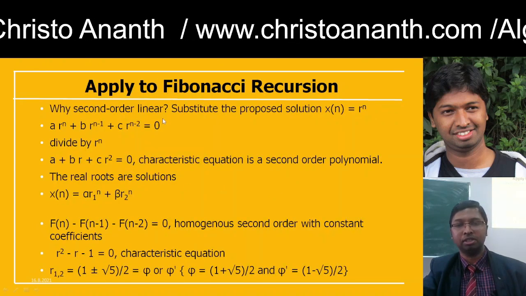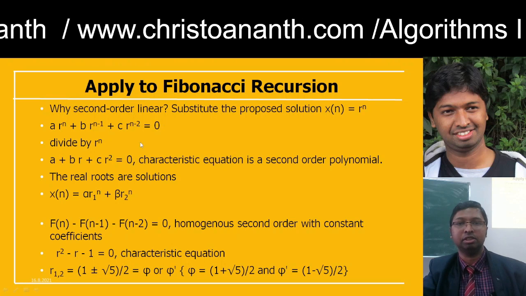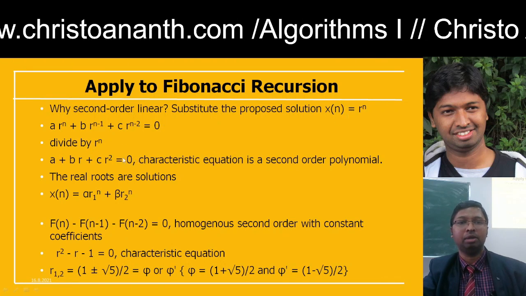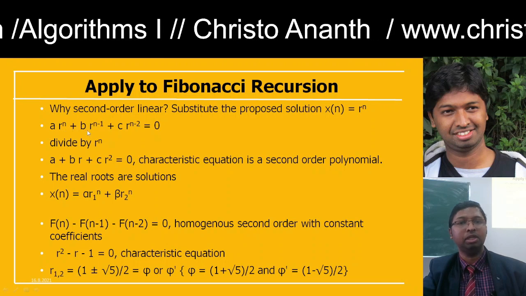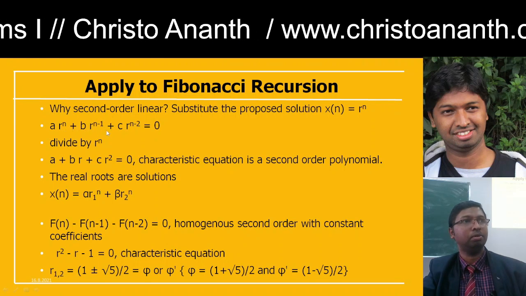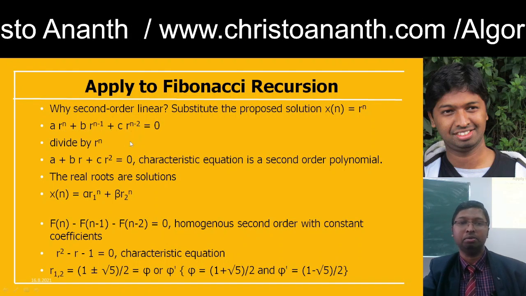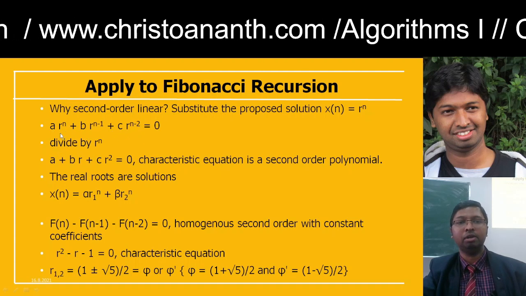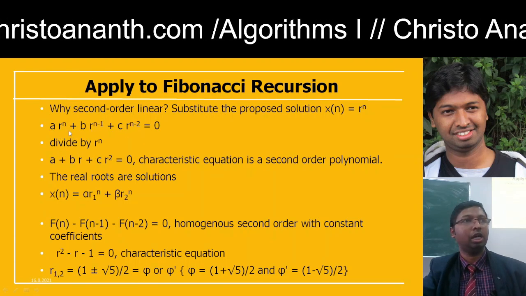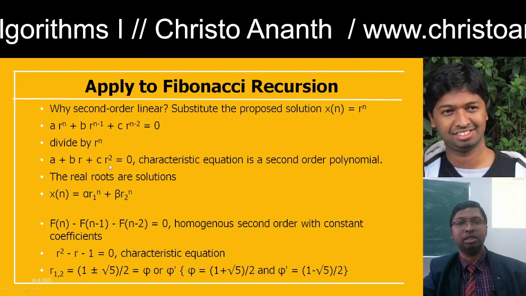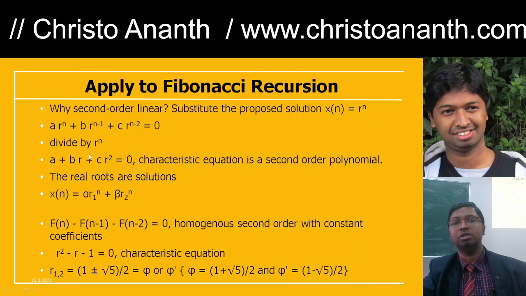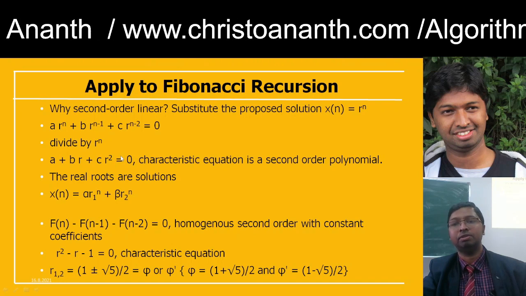So you try to apply this to the Fibonacci recursion. Let x of n be equal to r power n. So a r power n plus b r power n minus 1 plus c r power n minus 2 equal to 0. What do you do? You divide by r power n minus 2, so a r square plus b r plus c equal to 0. Once again, it's a quadratic equation of second order.